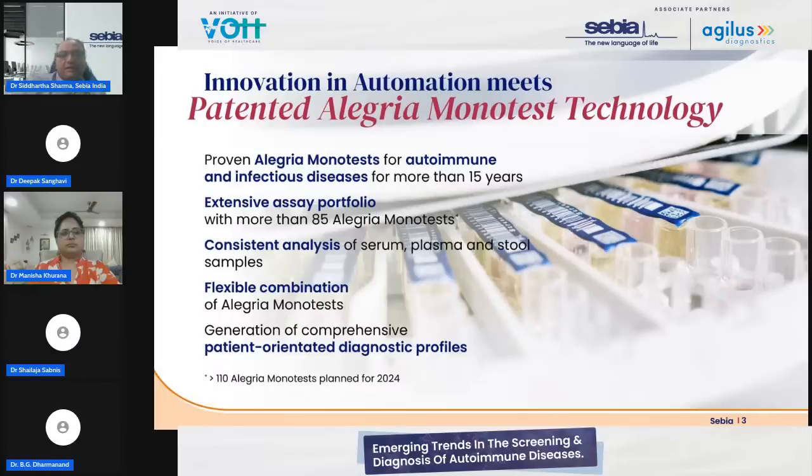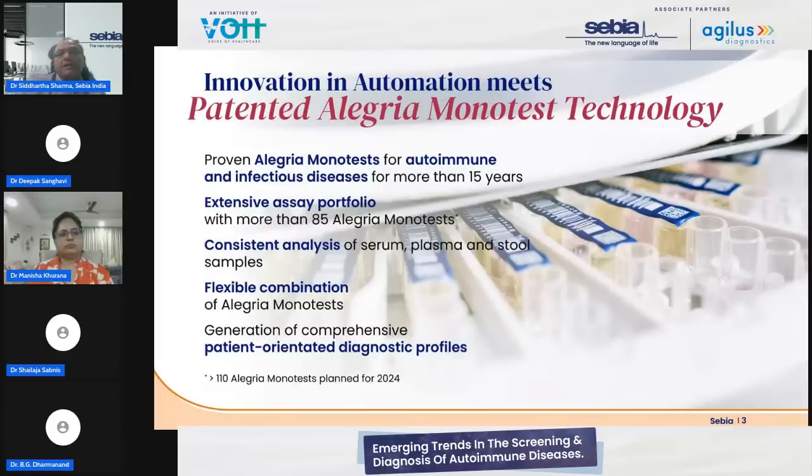And consistent analysis is possible with processing of serum, plasma, and stool samples. And interestingly, all the samples can be processed simultaneously, which I would be detailing in my subsequent slides. A flexible combination of Allegria monotesting is available, and that is of very good utility to any laboratory performing autoimmunity testing on this platform. And this all leads to generation of a comprehensive patient-oriented diagnostic profile.